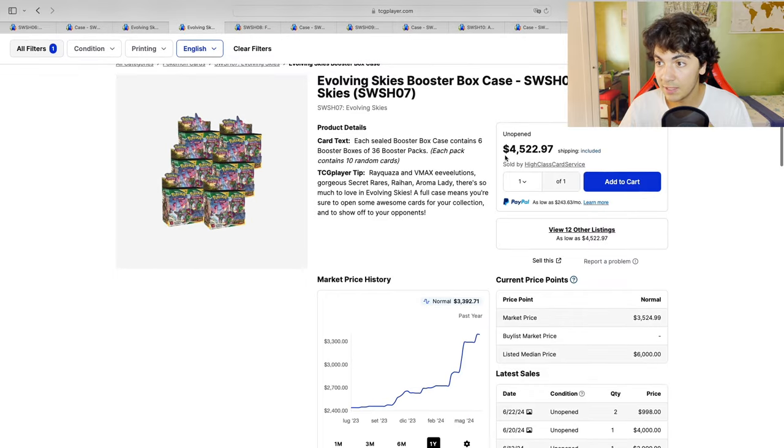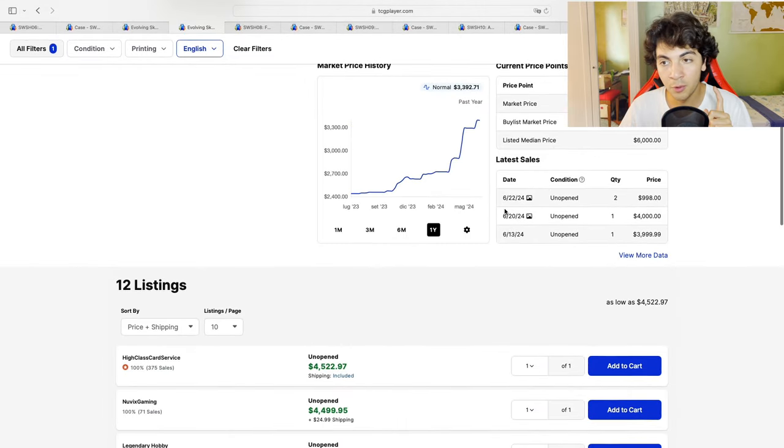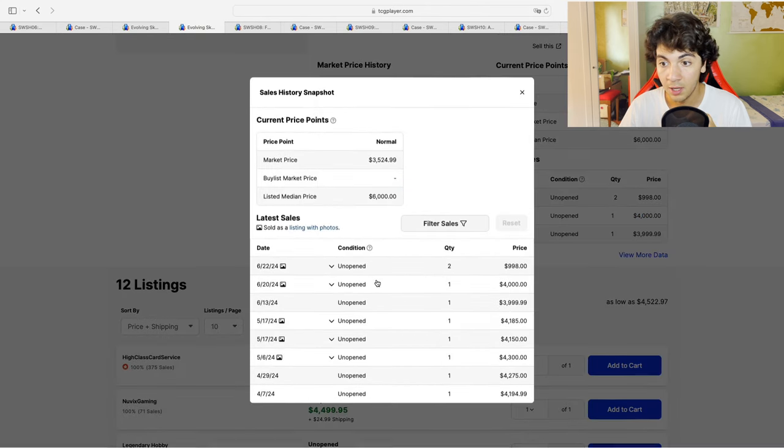Evolving Skies cases, $4,500, pretty expensive. I remember before the latest boom, they were available in the European market for $3,000, and I was about to buy one for a quick flip. I didn't, because I am broke. Now, that being said, as you can see, it is selling for $4,000. Obviously, there's not as much volume when it comes to sales, but they do sell once in a while.